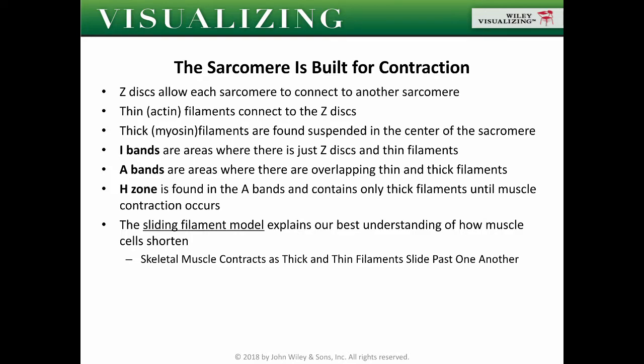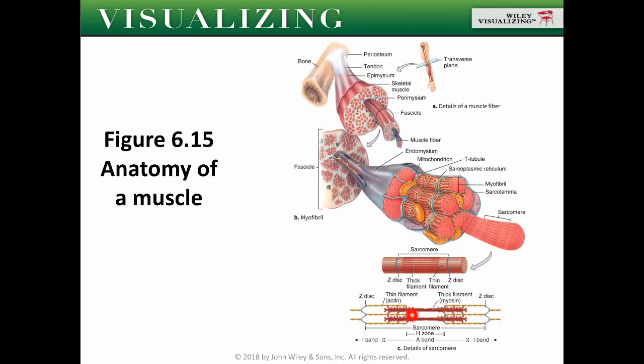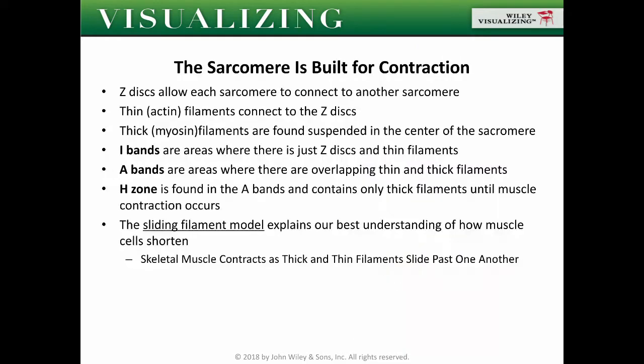So there is no myosin there. The A band is the area where there are overlapping thick and thin filaments. The H zone is found in the A band and contains only the thick filaments until the muscle contraction, of course. So this is the H zone. In the H zone, there is no thin filament. So this is just the thick filament. When it contracts, this is also shortened. So here, the thin filament will move here, same with this one here.